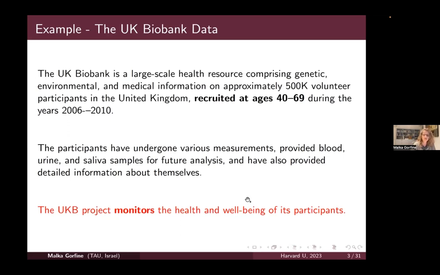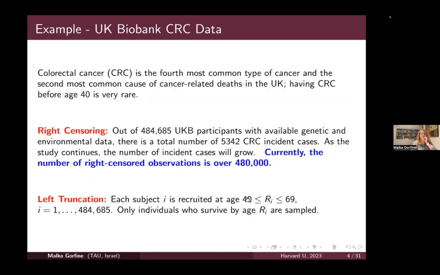So the data is extremely rich and of a high value. Colorectal cancer is the fourth most common type of cancer and the second most common cause of cancer-related death in the UK. And since the recruitment strategy of the UK Biobank started at age 40, it is very important to know that having colorectal cancer before age 40 is very rare. So the fact that we estimate survival of colorectal cancer based on this data does not cause any bias.